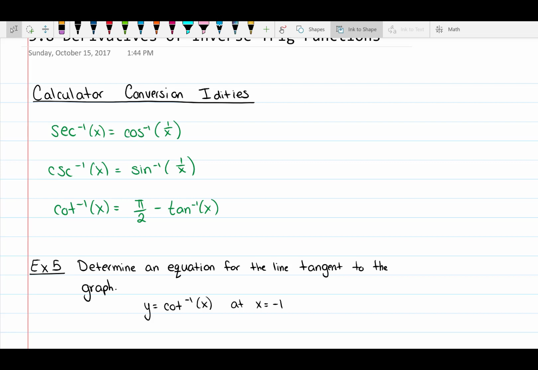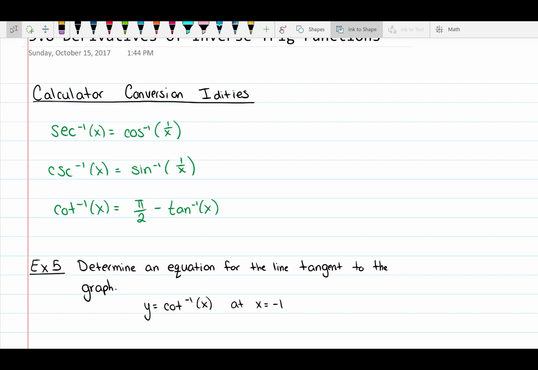Calculator conversion identities. The calculator conversion identities are a way to type secant inverse of x into your calculator without actually having the key. On the calculators, we have a cosine inverse button, which allows us to find cosine inverse, but we don't have a secant inverse. If you remember from the last example, we found that cosecant inverse of 1 over x is the same as sine inverse of x.